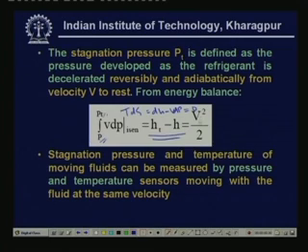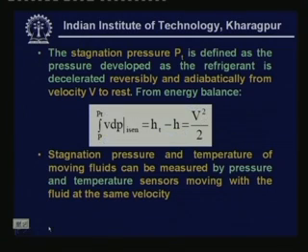Okay. And this is equal to V square by 2. Stagnation pressure and temperature of moving fluids can be measured by pressure and temperature sensors moving along with the fluid at the same velocity. So, if you want to find out the stagnation pressure or stagnation temperature of a moving fluid, only moving fluids have stagnation properties. So, you have to have the sensors which move along with the fluid at the same velocity as that of the fluid. Okay. So, the measurements recorded by these sensors moving at the same velocity will give you the stagnation pressure and stagnation temperature.